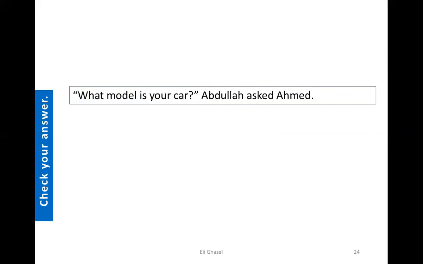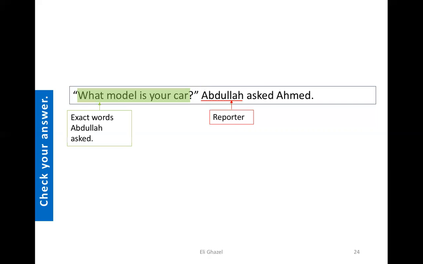What model is your car? Abdullah asked Ahmed. Notice we have "your", Abdullah, Ahmed. What does the word "your" refer to? Abdullah or Ahmed or somebody else? We need to think about that. So we find the exact person who asked the question, and those are his exact question words. And "your" is referring to Ahmed because Abdullah asked Ahmed, "What model is your car, Ahmed?"